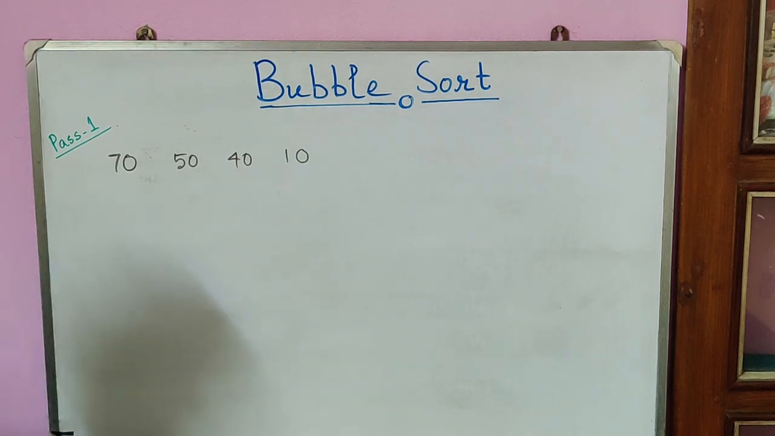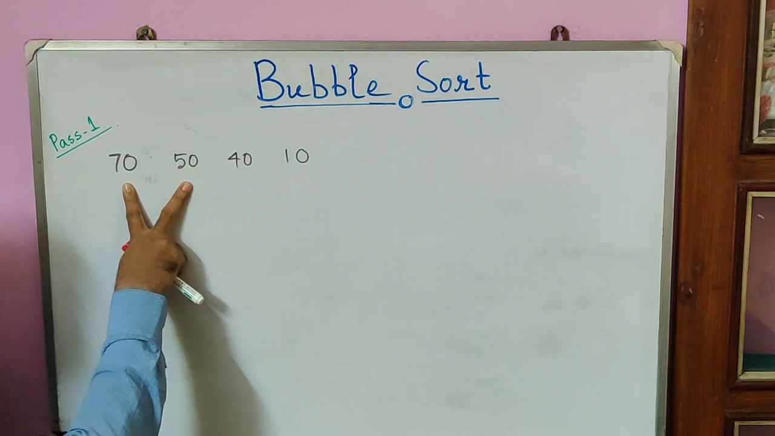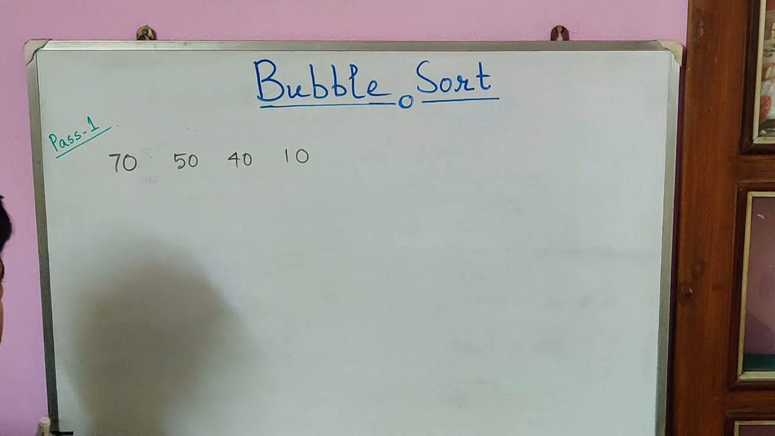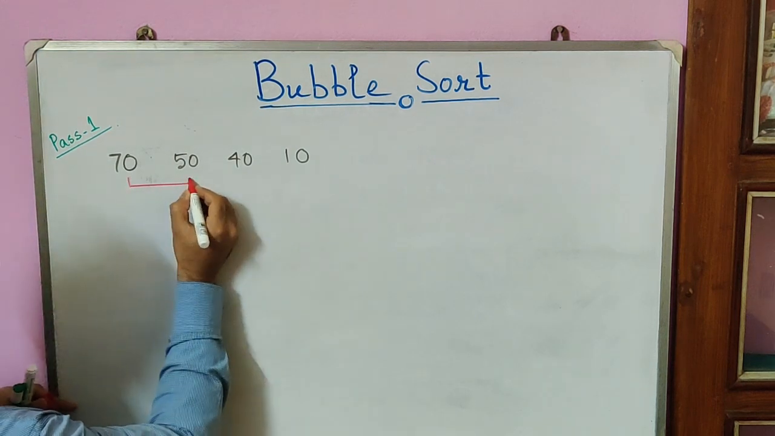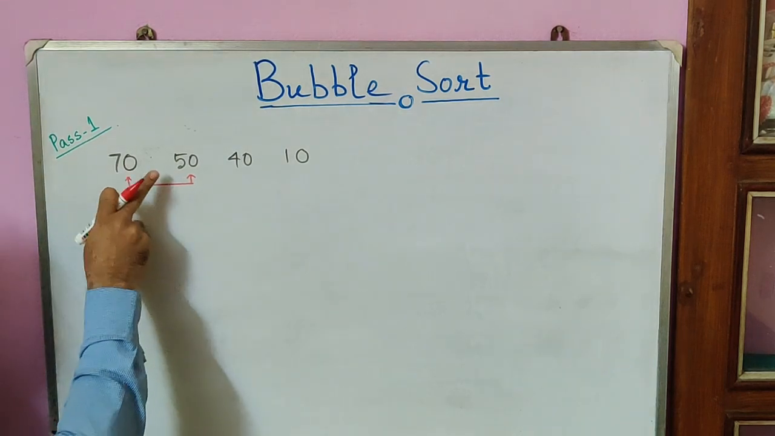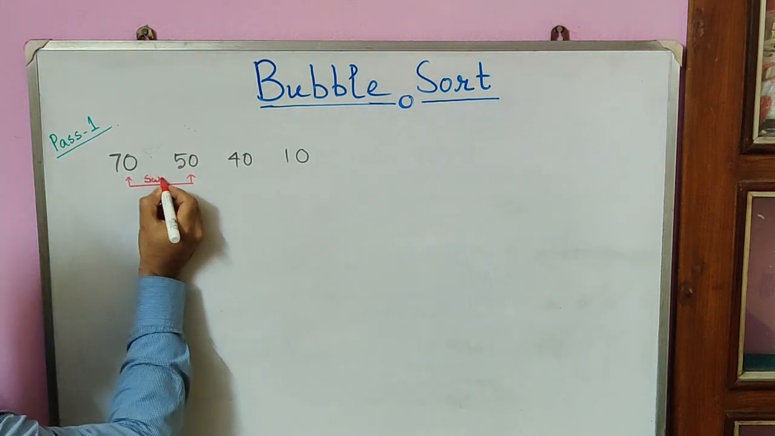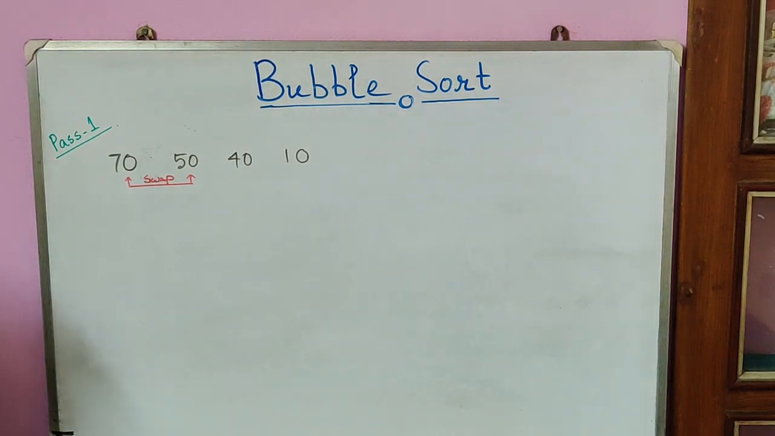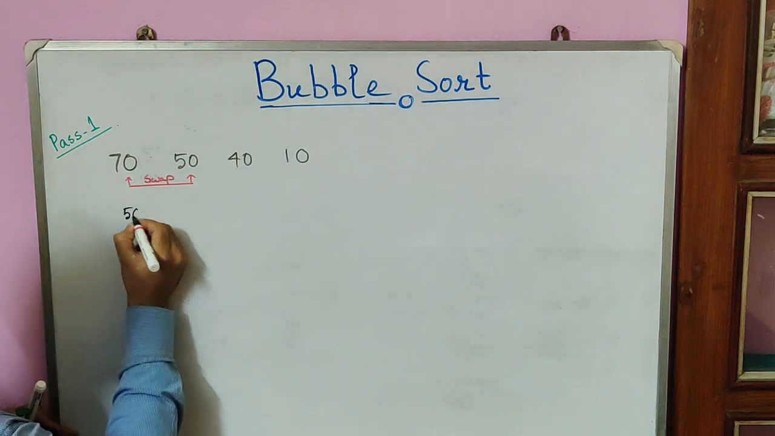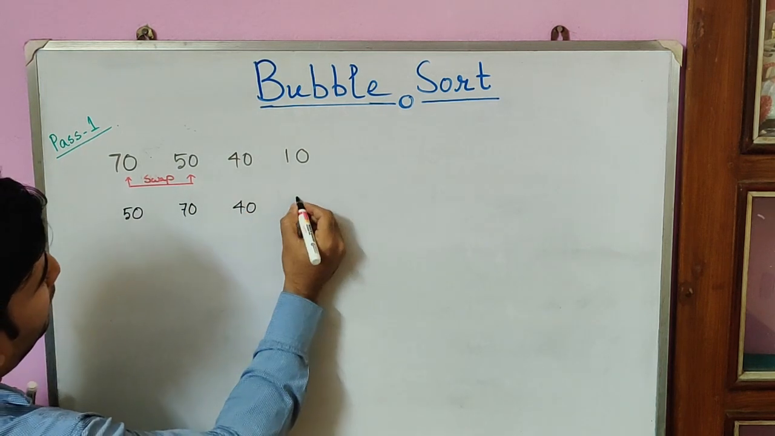First we have to check this element with its immediate next element. So this one is my 70, at index 0, the first one, and we need to compare it. We have to check whether 70 is greater than 50 or not. Yes, 70 is greater than 50, so we need to perform our swapping operation. So we write here swap. After the swapping, the answer is 50, then 70, then 40, then 10.